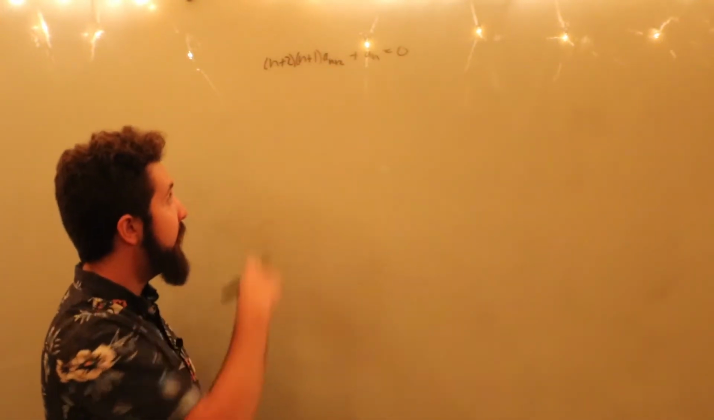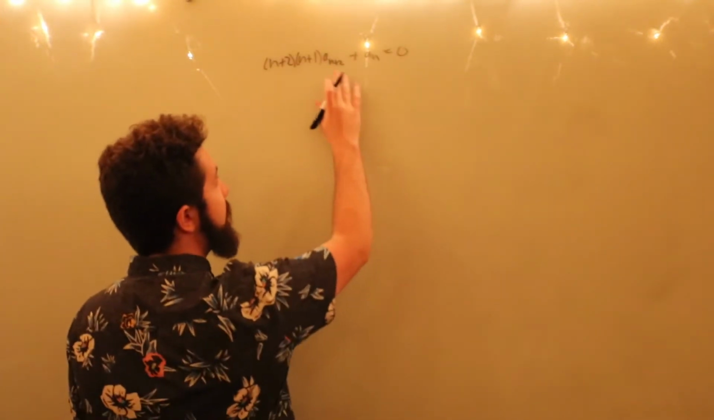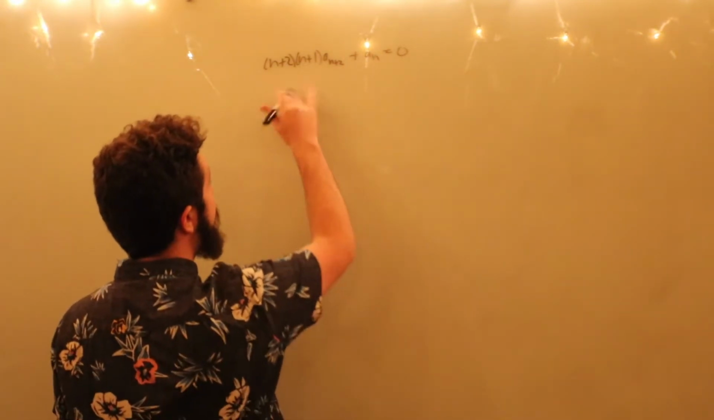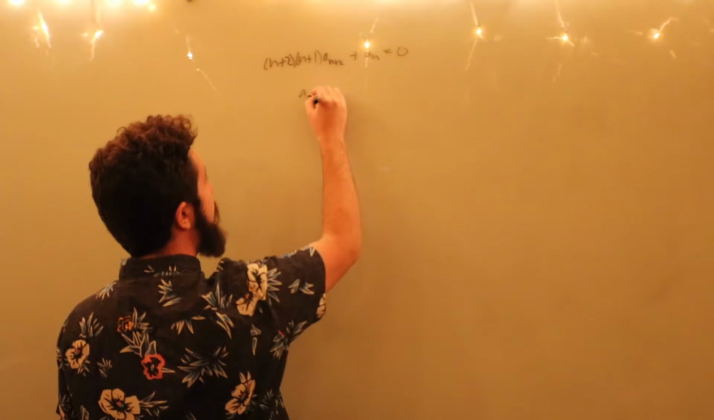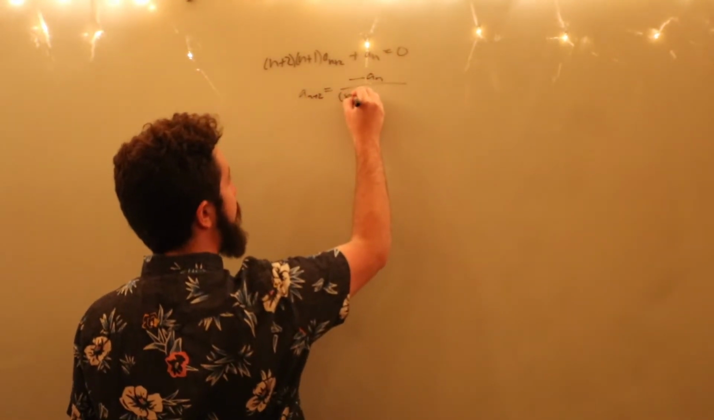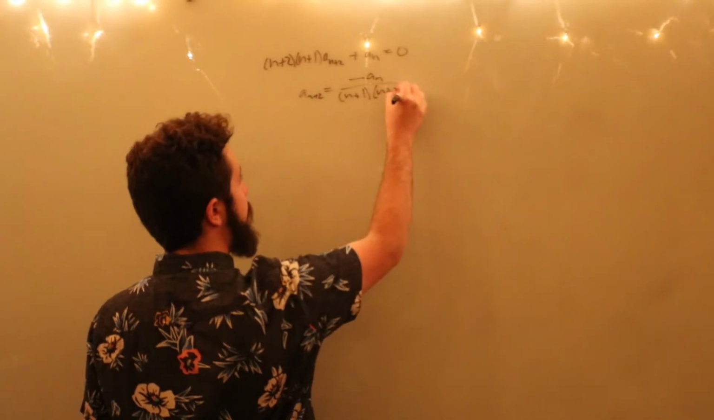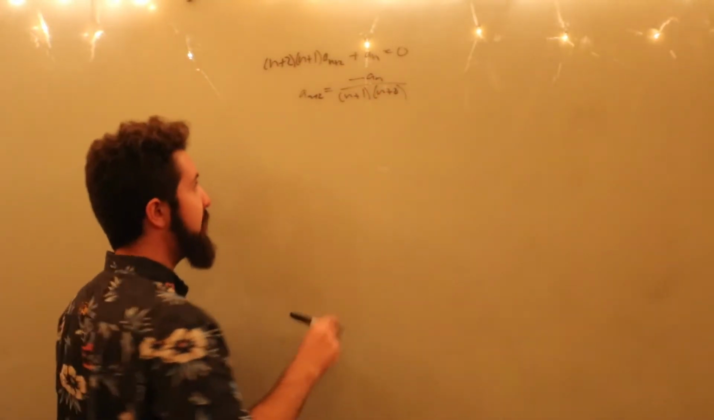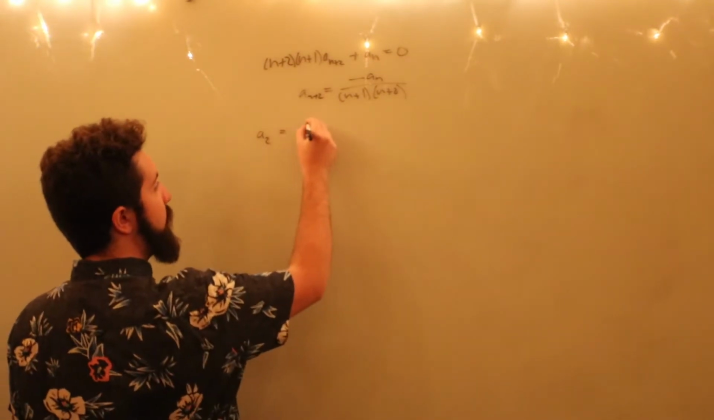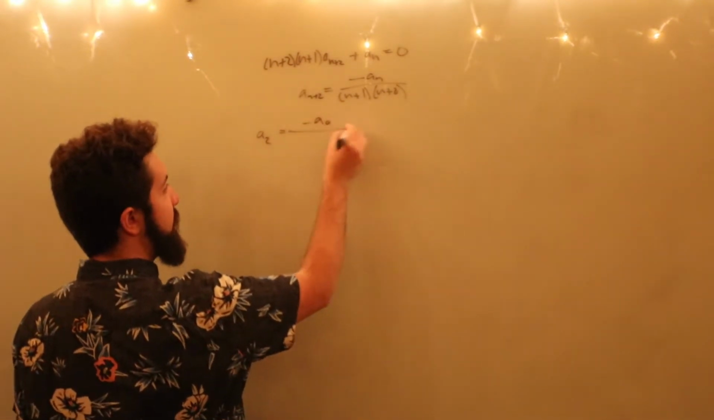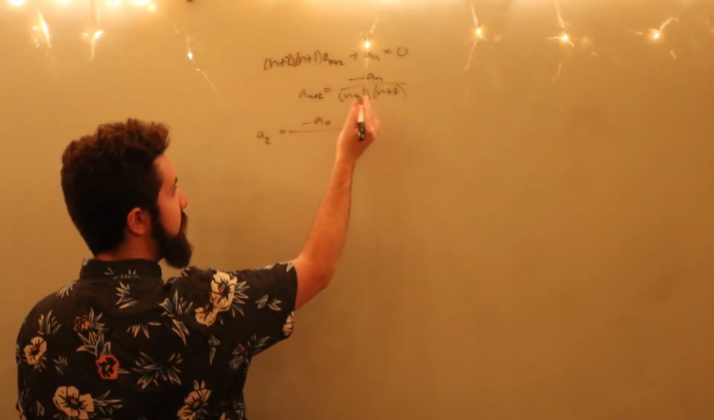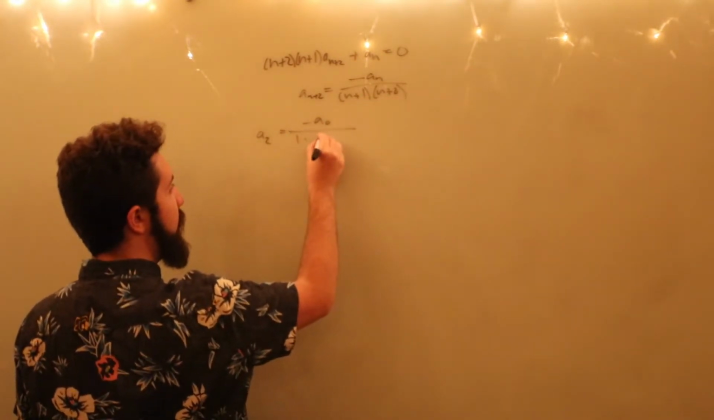Alright, so I wrote our relation up here, and now we'd like to solve for a sub n plus 2. So we just move a sub n over, divide, and we get a sub n plus 2 is equal to negative a sub n all over n plus 1, n plus 2. This means that, for instance, a sub 2 is going to be equal to negative a sub 0 over, well, what's 0 plus 1 and 0 plus 2? This is going to be 1 times 2.